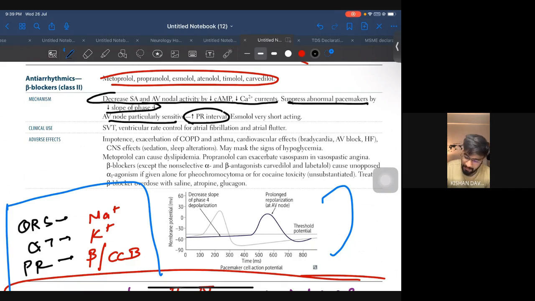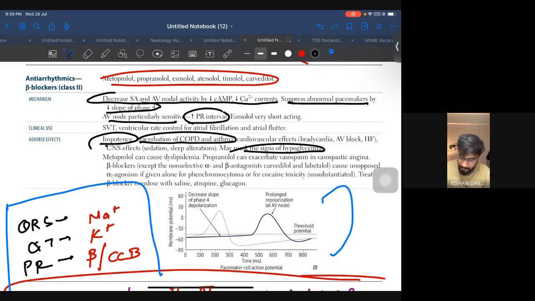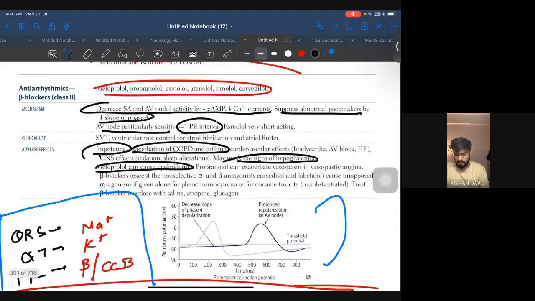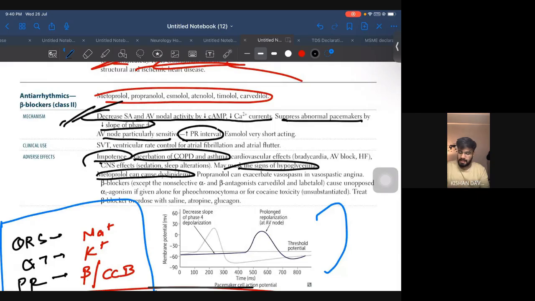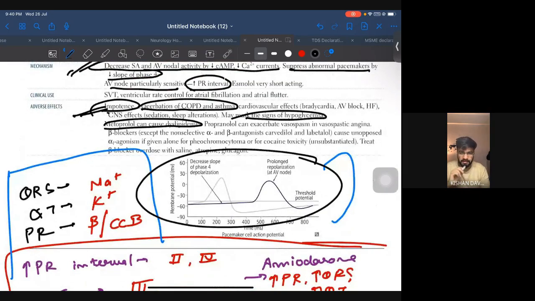In adverse effects, impotence is important, exacerbation of COPD and asthma is important, and they may mask the signs of hypoglycemia. Metoprolol can cause dyslipidemia. That's it. So remember this mechanism and these 3 to 4 side effects, and of course remember this diagram too.